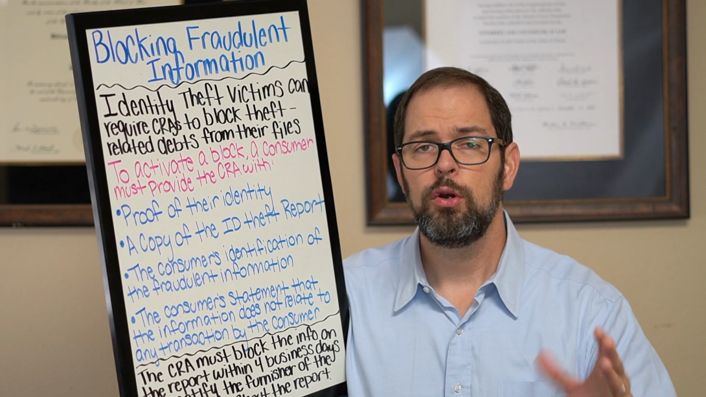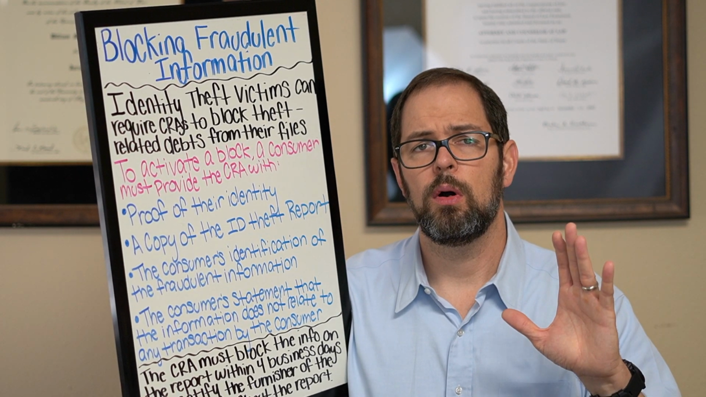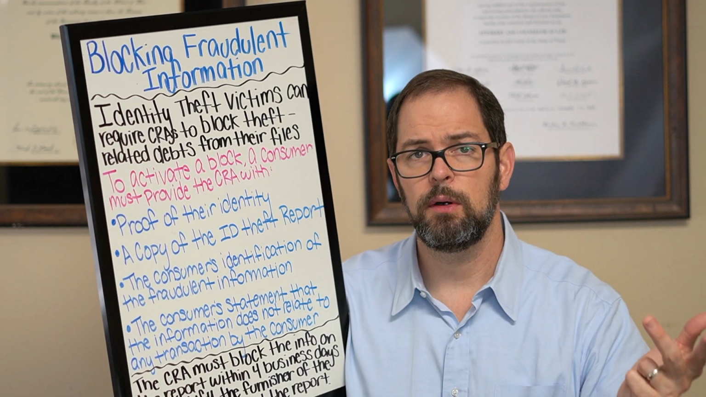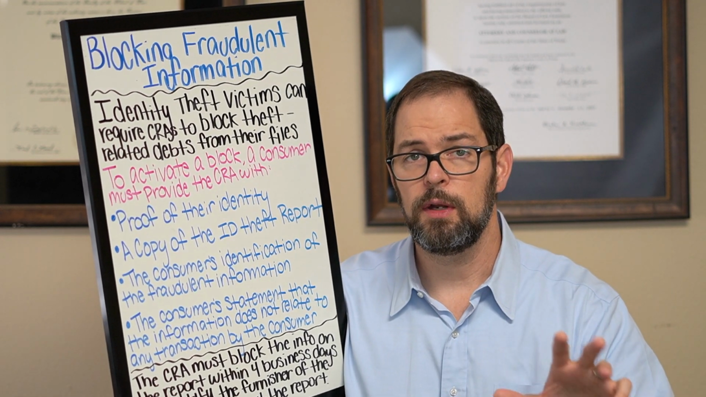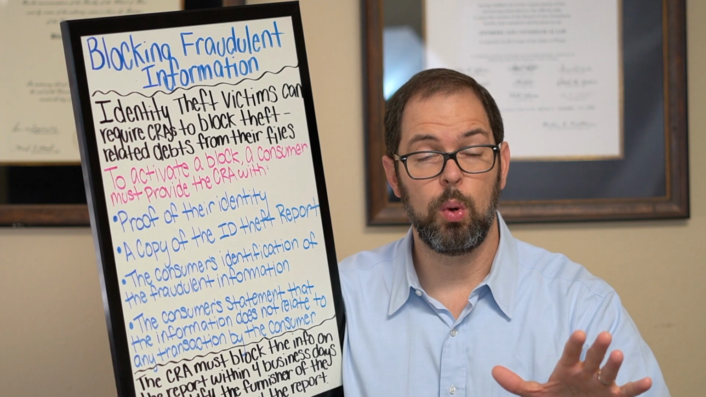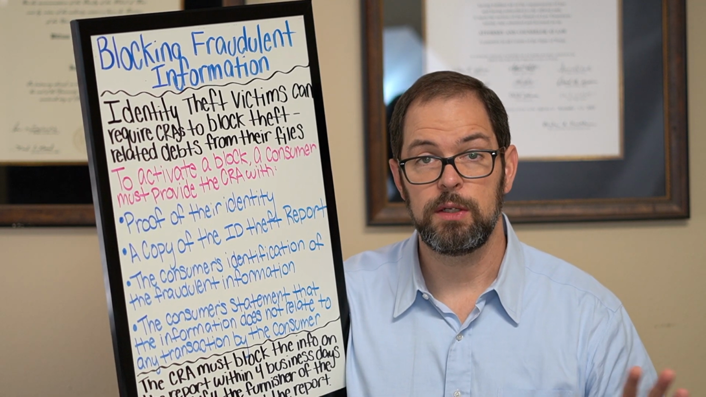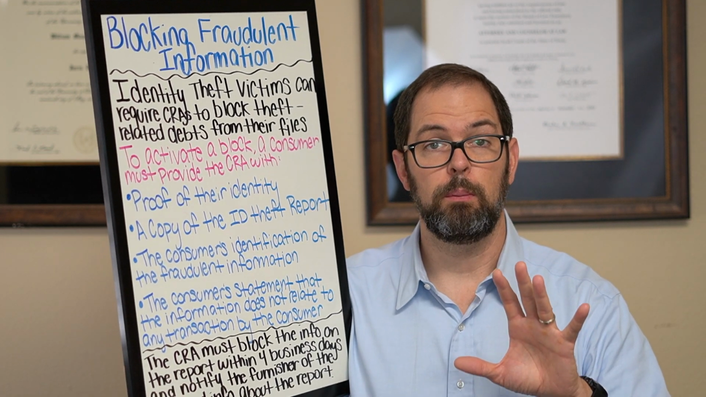Now, who do you send it to? If you're dealing with a nationwide CRA, TransUnion, Equifax, Experian, Innovis, or any of the other nationwide CRAs, you just need to send it to one. And they're supposed to tell the rest of the nationwide CRAs that this is a blocked account.